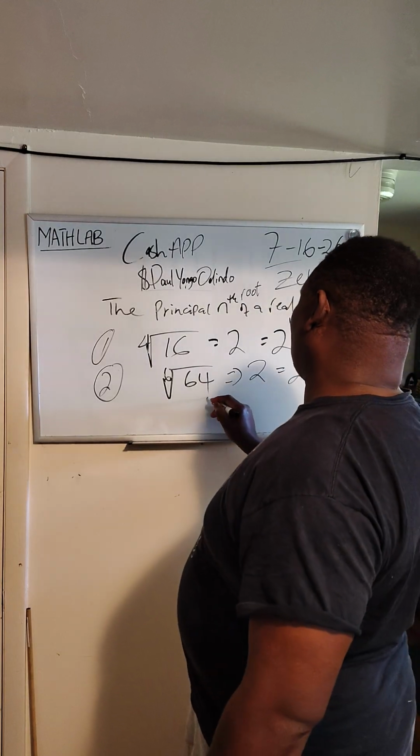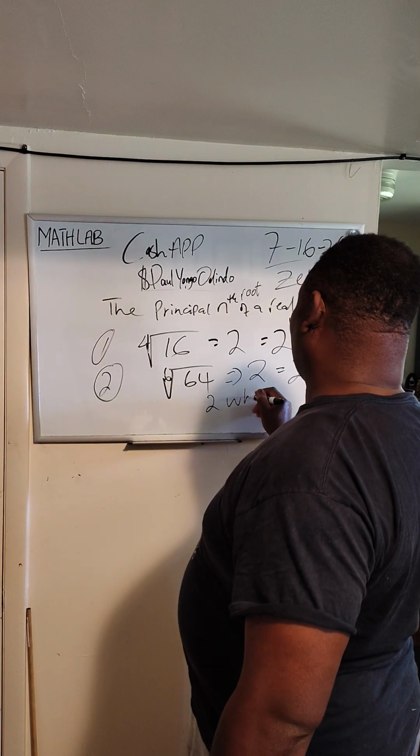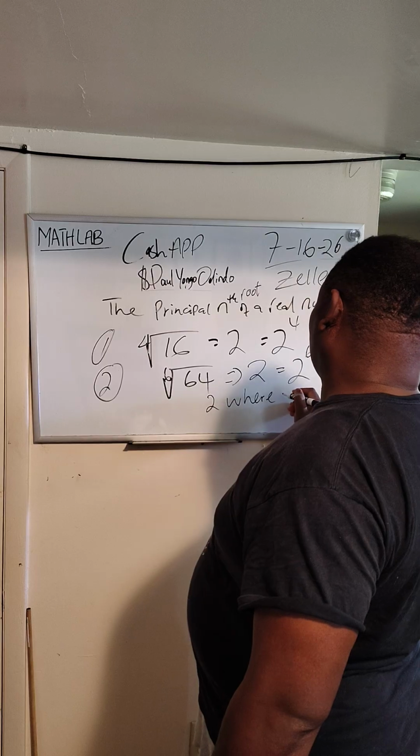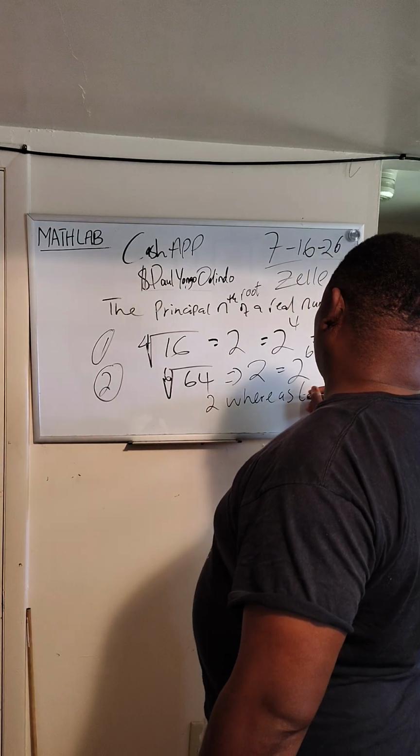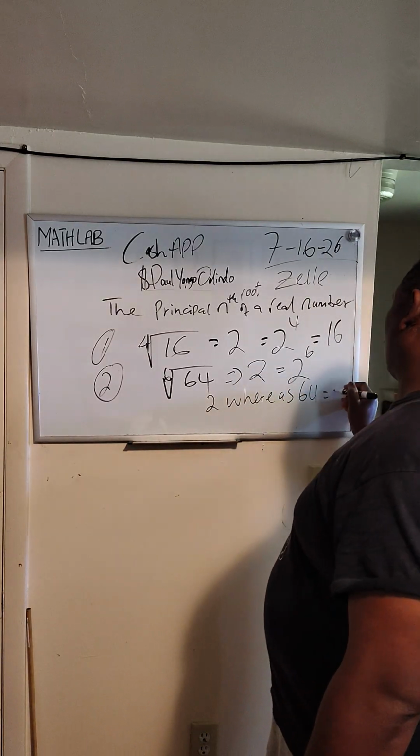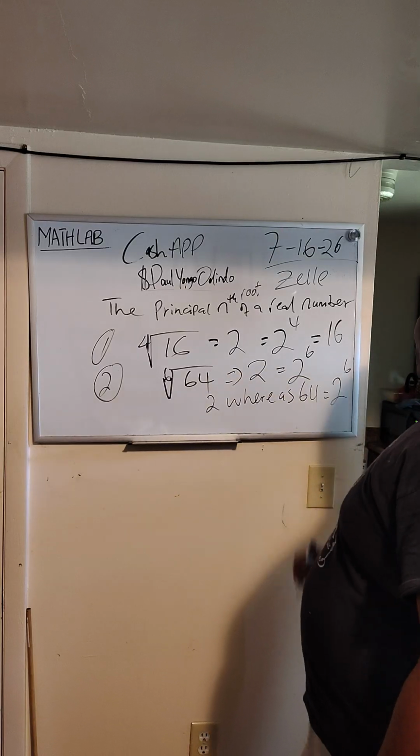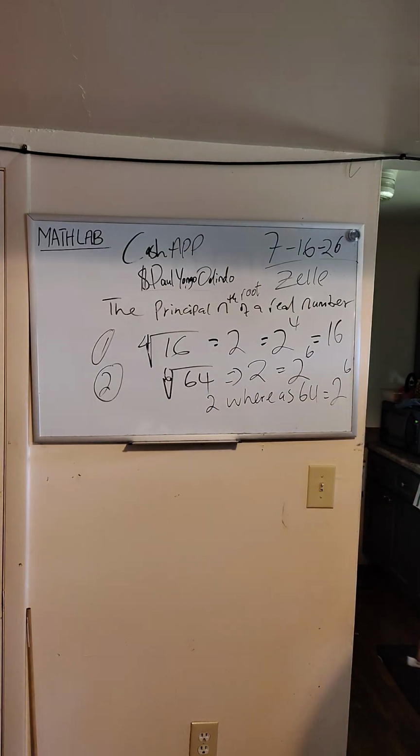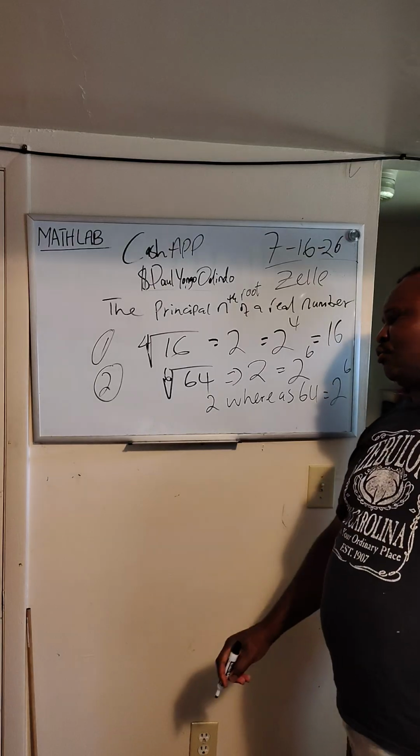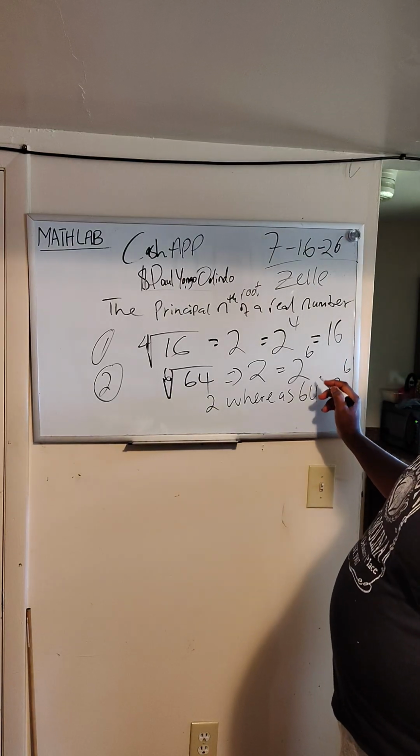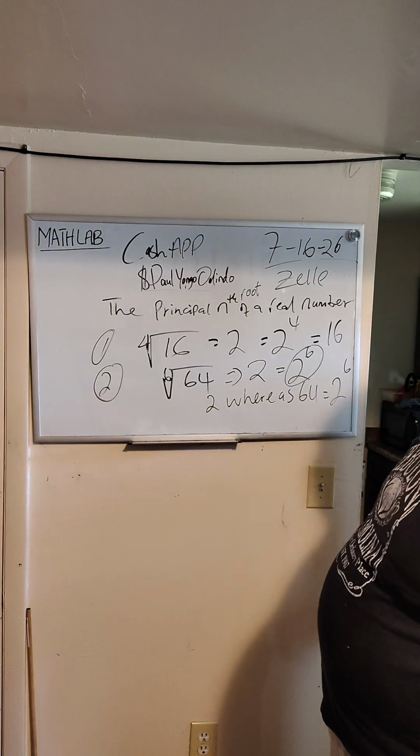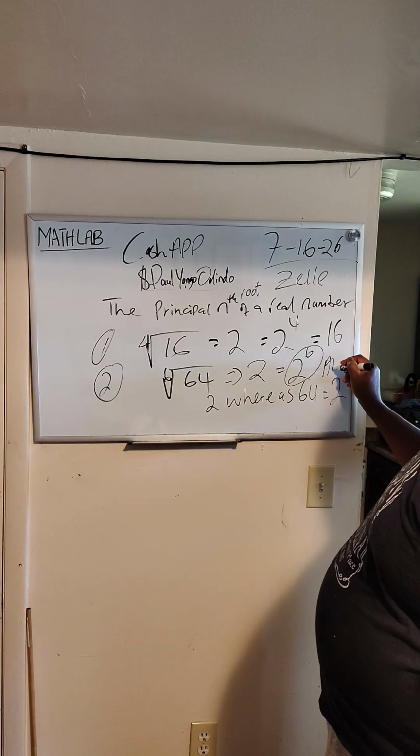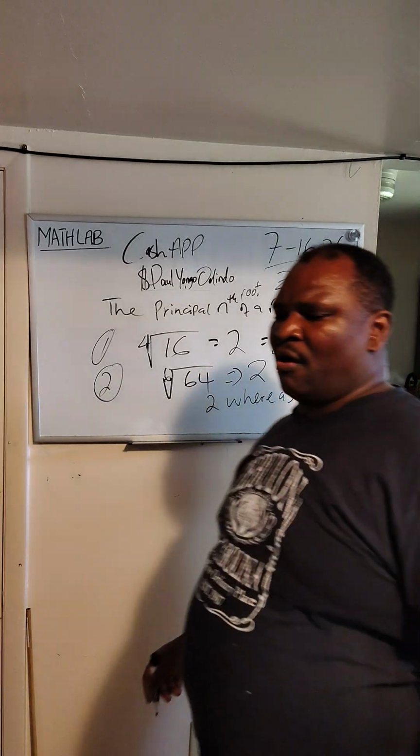So now you can say 64 is equal to 2 raised to the power of 6. So our bottom line, the answer, is 2 raised to the power of 6.